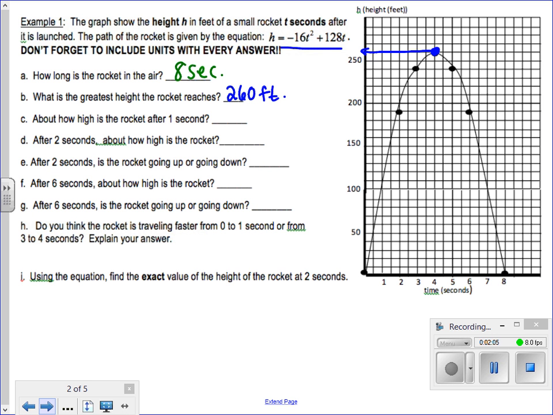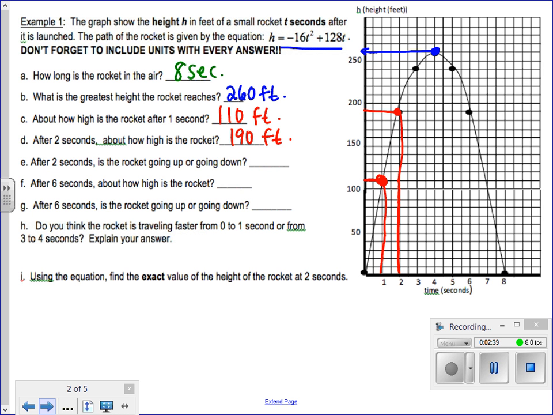Now, how high is the rocket after 1 second? So go to 1 second here, go up my graph, and it appears to cross right about here, which looks like it's at 110 feet. So it's about 110 feet in the air after a second. Now after 2 seconds, how high is the rocket? So go to 2 seconds, I go up to the graph, there's that, and I go over to my scale, and I'm about 190 feet in the air.